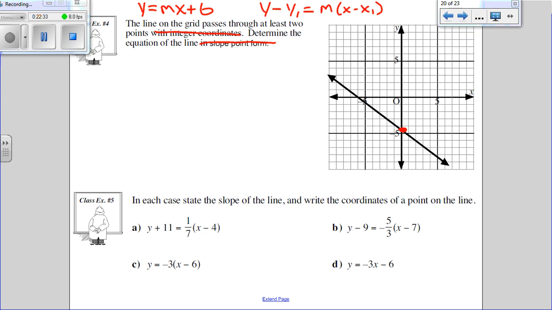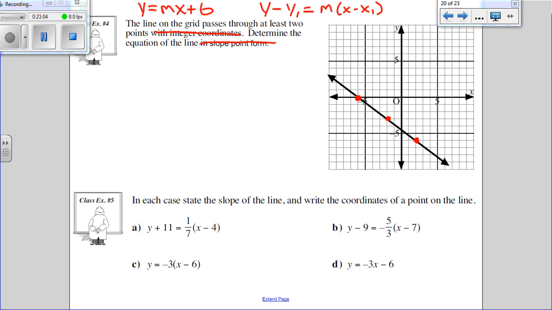You can choose any point you want to create slope point form. If you look at this graph, there's 4 points, or 3 points. There's one there, and there's one there. When you're creating slope point form, it does not matter which point you use. You could use any of the 3, and you would still get the right equation. It just might be different from somebody else in the class.